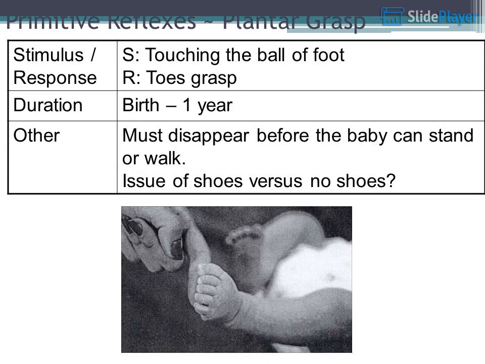Primitive reflexes: plantar grasp. Stimulus, response: touching the ball of the foot, toes grasp. Duration: birth, 1 year. Other: must disappear before the baby can stand or walk. Issue of shoes versus no shoes.